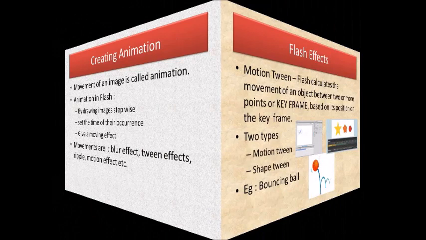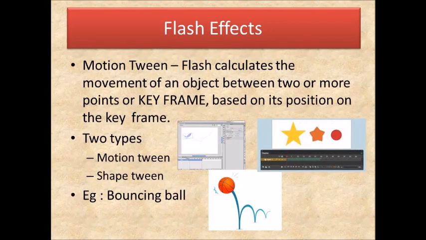Children, now we will see the different effects that are available in Flash. The first one is the motion tween effect. That is, Flash calculates the movement of an object between two or more points or keyframes based on its position on the keyframe. Children, keyframes are the frames that are key to your animation. By creating keyframes, you specify the duration and the speed of the animated sequence.